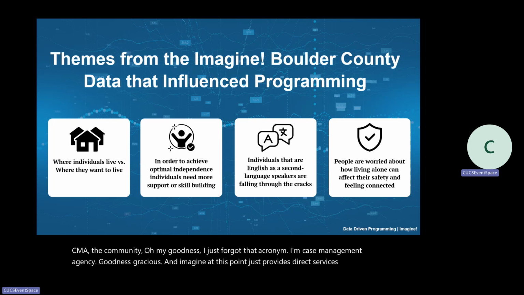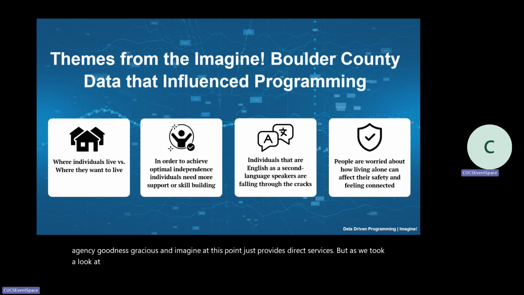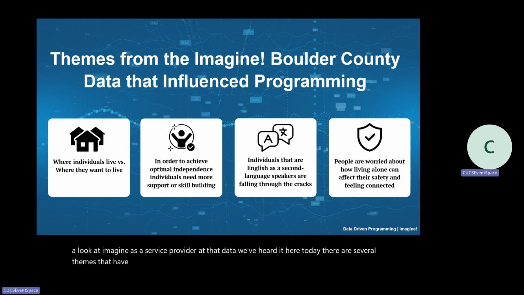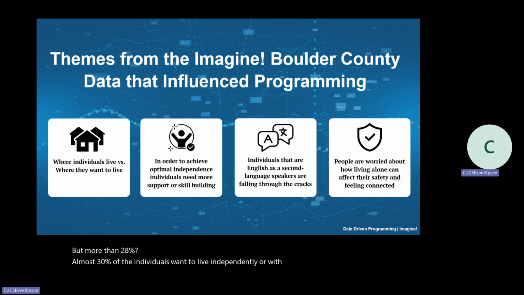But as we took a look at Imagine as a service provider, at that data, we've heard it here today. There are several themes that have emerged. Where people are living doesn't necessarily match with where people want to live. 74% are living with their family, but more than 28%, or almost 30%, of the individuals want to live independently or with roommates. 24% of the individuals are living with family members over 65.